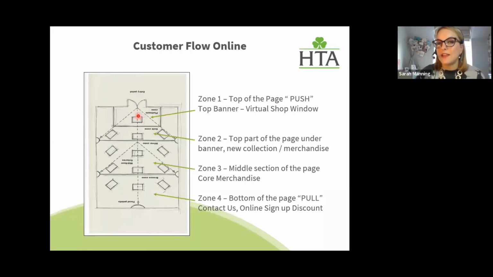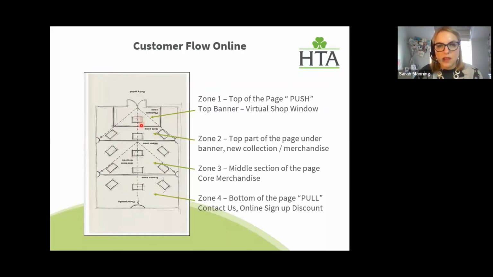Online, we're looking at the header banner at that point. So our top banner, which we looked at earlier on, all of that is your main point of interest. So that's a push area. That is the first area your customer is going to come to.